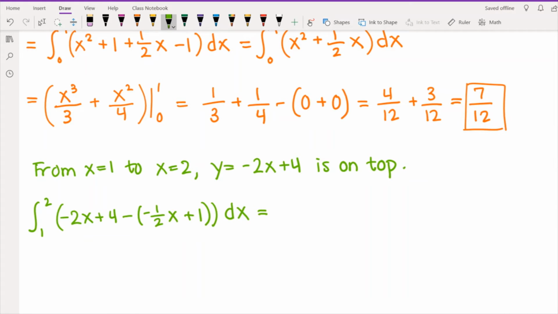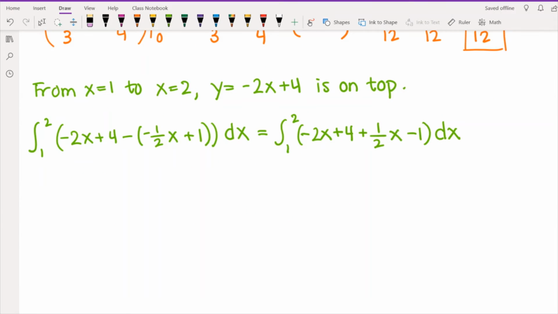And so that is going to simplify a little bit. So we have negative 2x plus 4 plus 1/2 x minus 1. So we can simplify this integrand a little bit, right? And so now we have the integral from 1 to 2, and so negative 2x plus 1/2 x is going to give us negative 3/2 x. And then we have 4 minus 1 is 3.